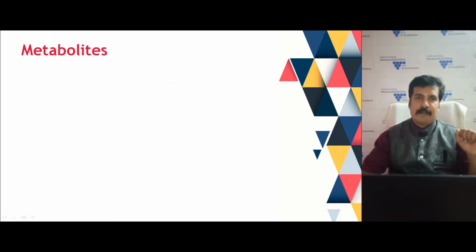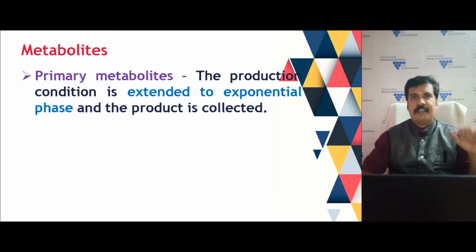Second is the metabolites, which may be primary or secondary. I have already told you that the primary metabolites can be produced in a huge quantity only in the exponential phase, because primary metabolites are essential for the growth of the microbial cell. So if a microbial cell is growing, that means primary metabolite is being produced in a large quantity. So in this stage it can be collected.